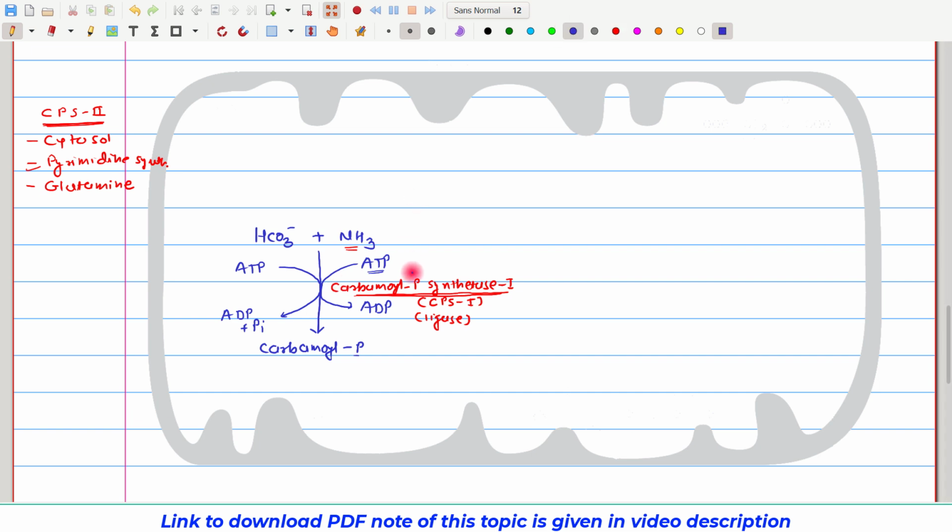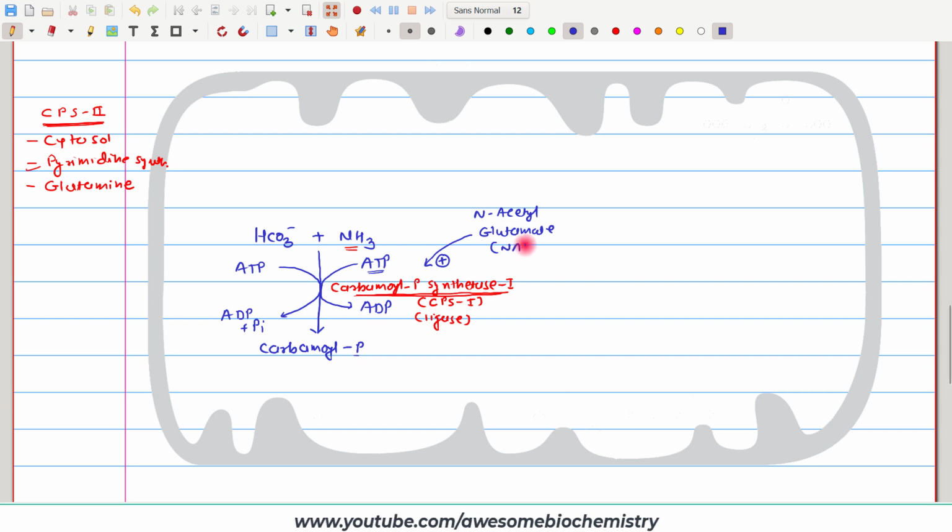And yes, one more difference is that CPS1 requires an allosteric activator, that is N-acetyl glutamate, often abbreviated as NAG. Remember, N-acetyl glutamate is the allosteric activator of carbamoyl phosphate synthetase 1, and this is a compulsory requirement, because without N-acetyl glutamate, carbamoyl phosphate synthetase 1 cannot work. Whereas in the case of CPS2, the cytosolic CPS, N-acetyl glutamate is not required.